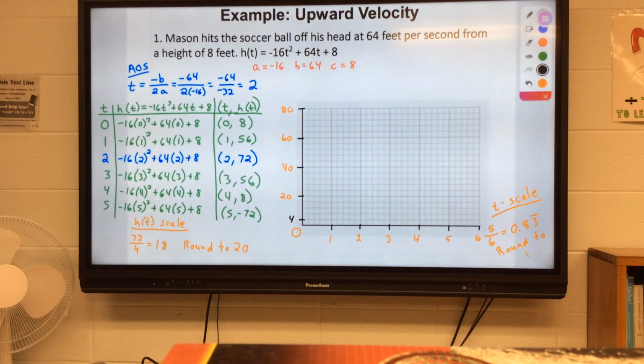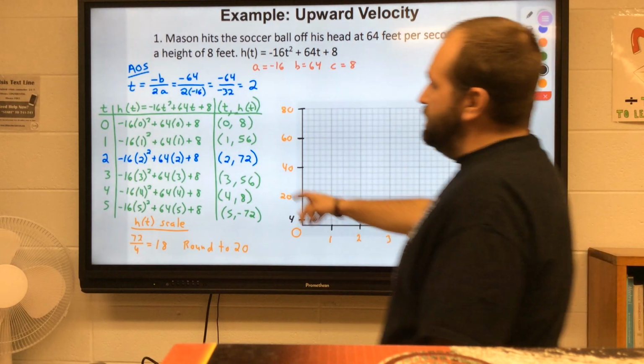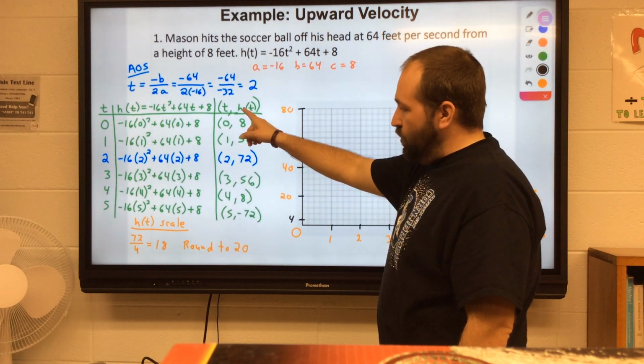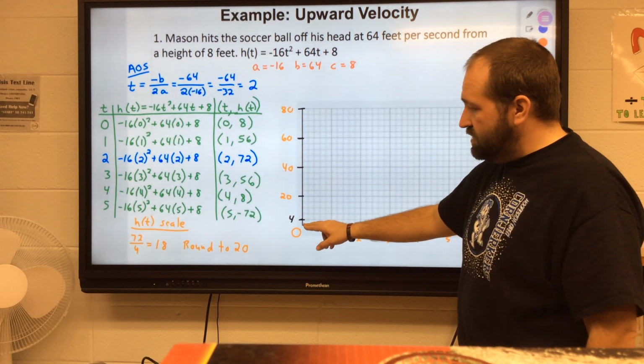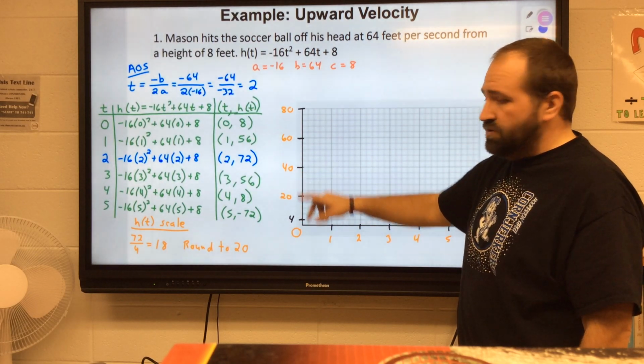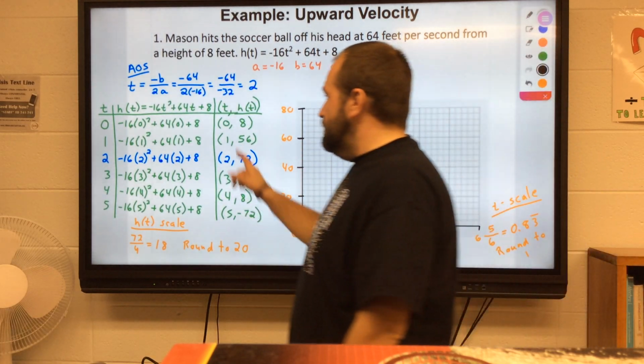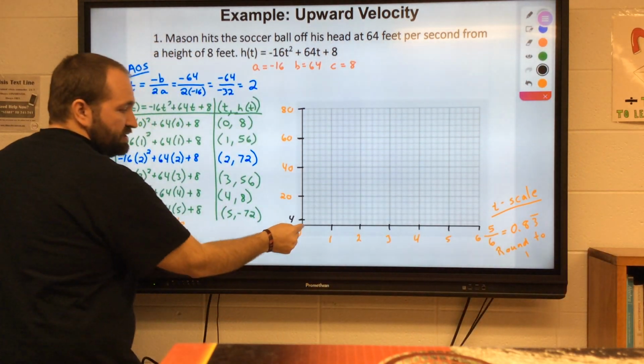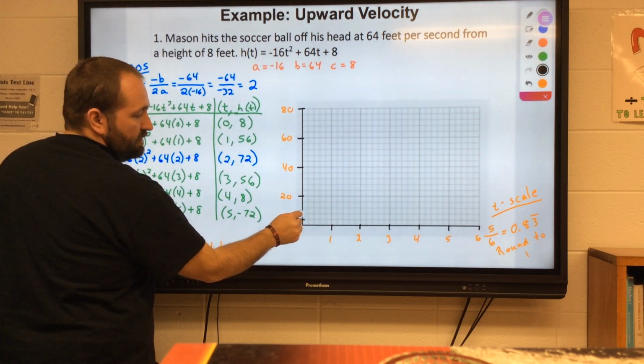After that, you're going to then plot your points. So we have 6 ordered pairs, 5 of which we can actually graph. Keeping in mind that each line goes up by 4, I have 0, 8 first. I'm going to go to 0, go up to 8, and make a dot.